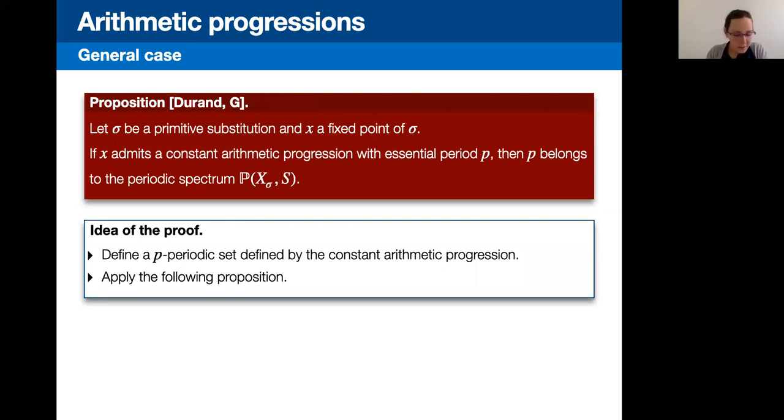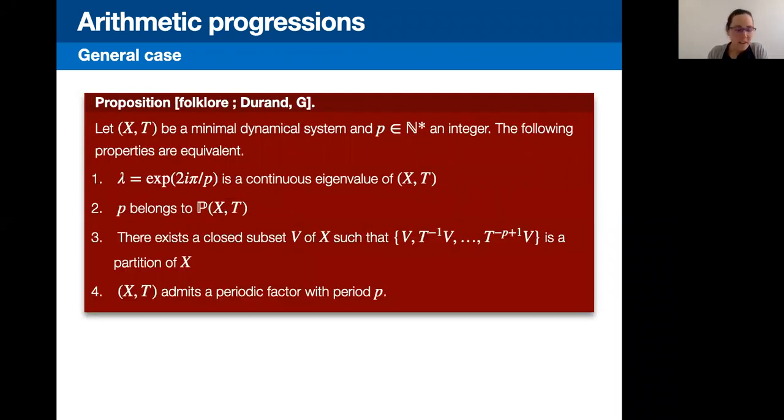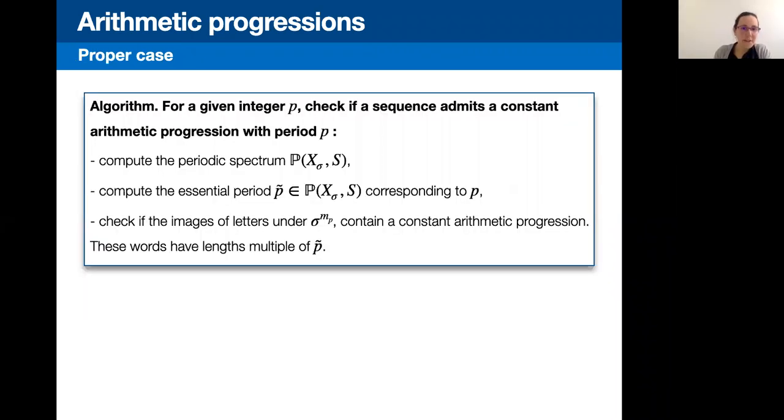So that's why it was important to compute this periodic spectrum, to obtain a necessary condition for being a period of a constant arithmetic progression. So we will obtain the following algorithm. Given an integer p, if we want to check if a sequence admits a constant arithmetic progression with this period, we will first compute the periodic spectrum.